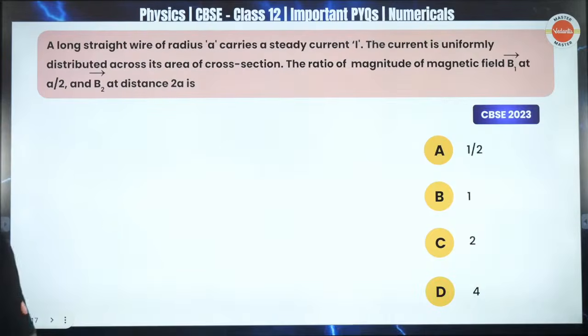So yeah, next question. Can you try this? Again, a nice question, a very nice question from Magnetic Effects, 4th chapter. Let's see how you guys can solve this.